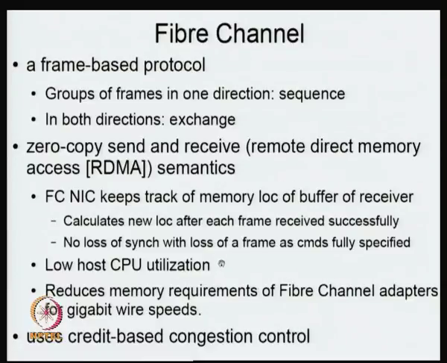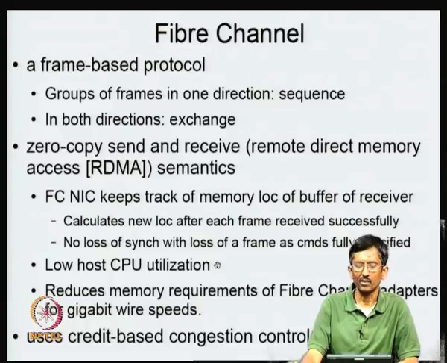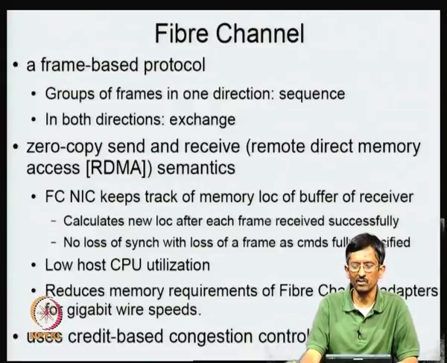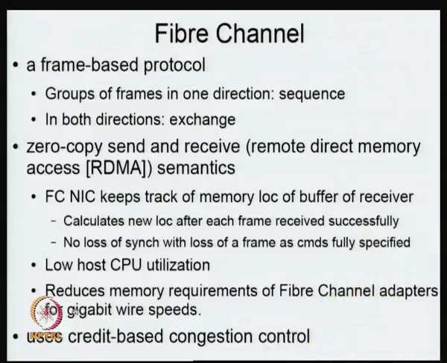This is in contrast with, for example, gigabit Ethernet, which went through a lot of difficulties in the beginning, because it turned out that there were a lot of copies going on, and you had to do a lot of re-engineering of the network stack so that the copies did not take place. Before the copies could be re-engineered away, the CPU was always involved in the copies, and therefore it used to have a very high CPU utilization. For the same reason, because you are not doing any extra buffering, it reduces memory requirements for fiber channel NICs at these speeds. As I mentioned earlier, it uses credit-based congestion control. We will look at it soon.